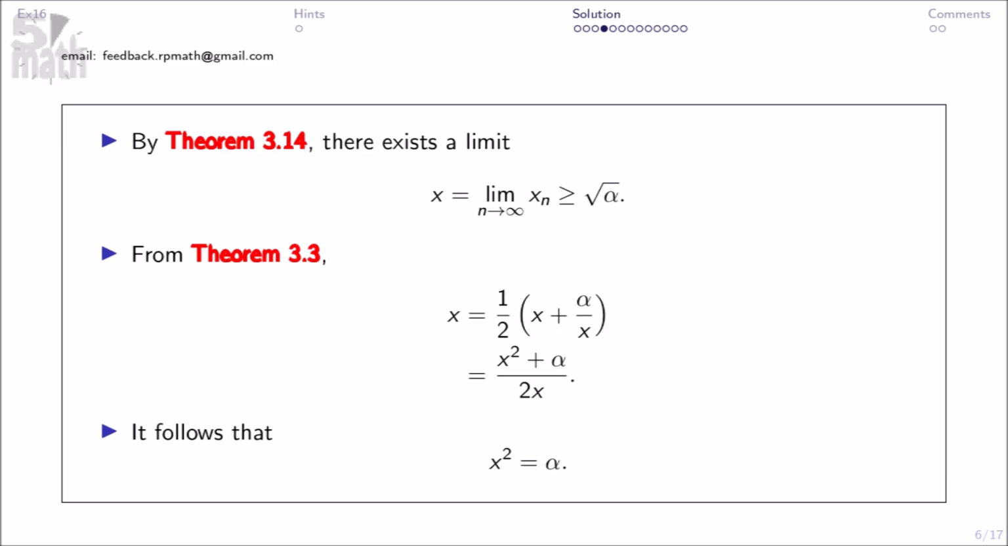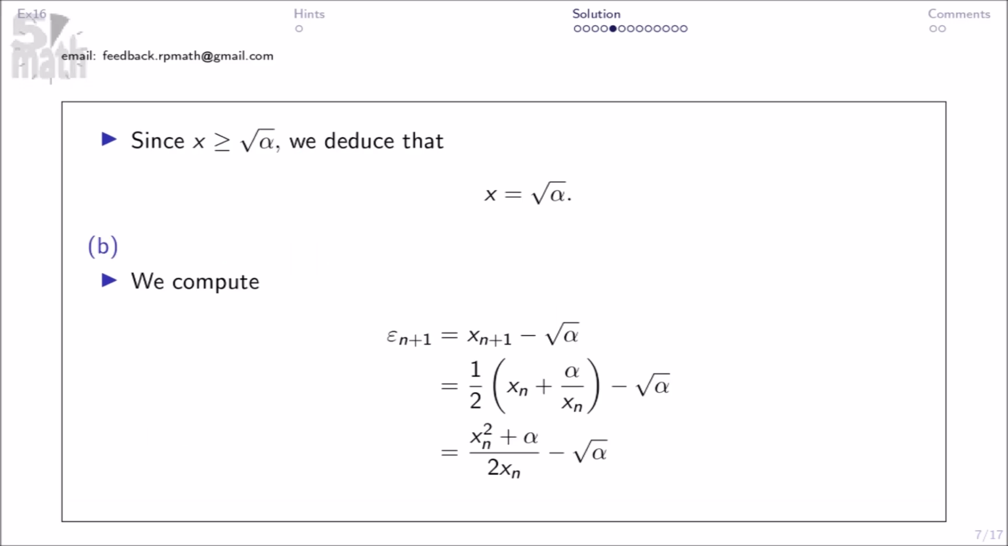By Theorem 3.14, there exists a limit x equals the limit as n goes to infinity of xn, which is greater than or equal to the square root of alpha. From Theorem 3.3, we have this. It follows that x squared equals alpha. Since x is greater than or equal to the square root of alpha, we deduce that x equals the square root of alpha.